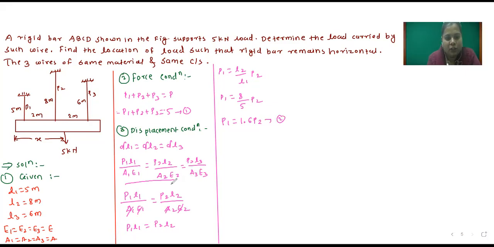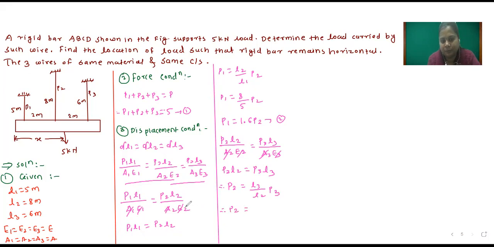Now we will equate these two equations. P2 L2 divided by A2 E2 is equal to P3 L3 divided by A3 E3. Again the cross sectional area is the same, so this is cancelled and this is also cancelled. So P2 L2 is equal to P3 L3. Therefore P2 is equal to L3 divided by L2 into P3.